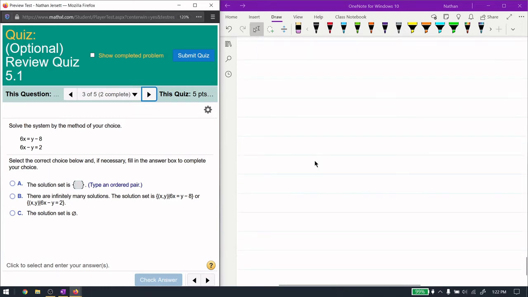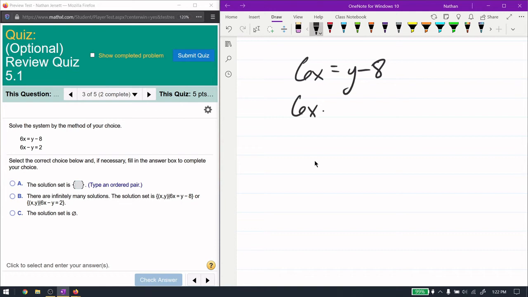Okay, solve the system by your method of choice. In this case, I'm going to use substitution. I think it's going to be easier. It naturally lends itself, and you'll see why in a second. First off, you see that the equal signs are on opposite sides, so the columns are not quite lined up, but I have 6x solved for in the top equation, and I have a 6x right here. Well, if 6x equals y minus 8, then this 6x also equals y minus 8.